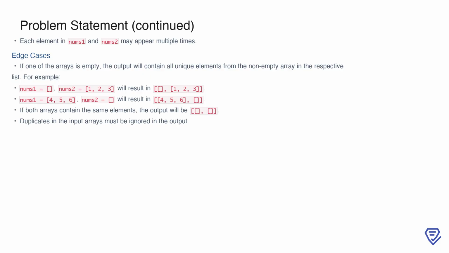Additionally, there are some edge cases to consider. For instance, if one of the arrays is empty, the output will simply include all unique elements from the non-empty array in the respective list. For example, if nums1 is empty and nums2 is [1, 2, 3], the output will be [[], [1, 2, 3]]. Similarly, if nums1 is [4, 5, 6], and nums2 is empty, the output will be [[4, 5, 6], []]. Another edge case arises when both arrays contain exactly the same elements. In this situation, since there are no unique integers in either array, the output will be [[], []]. Finally, remember that duplicates in the input arrays must be ignored, as the output only requires distinct integers.